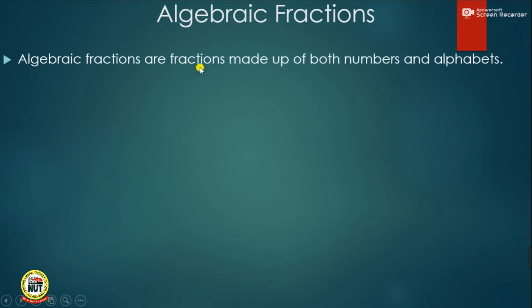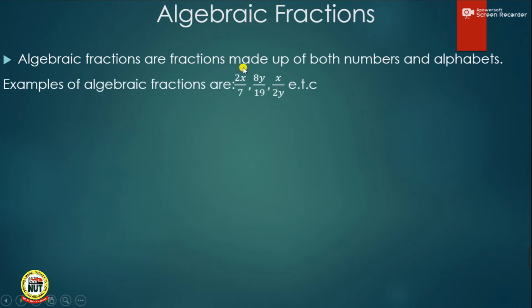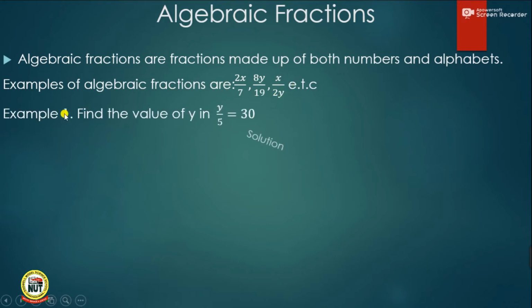Algebraic fractions are fractions made up of both numbers and alphabets. Examples of algebraic fractions are 2x all over 7, 8y all over 19, x all over 2y, and so on. So, example, find the value of y in y all over 5 is equal to 30.